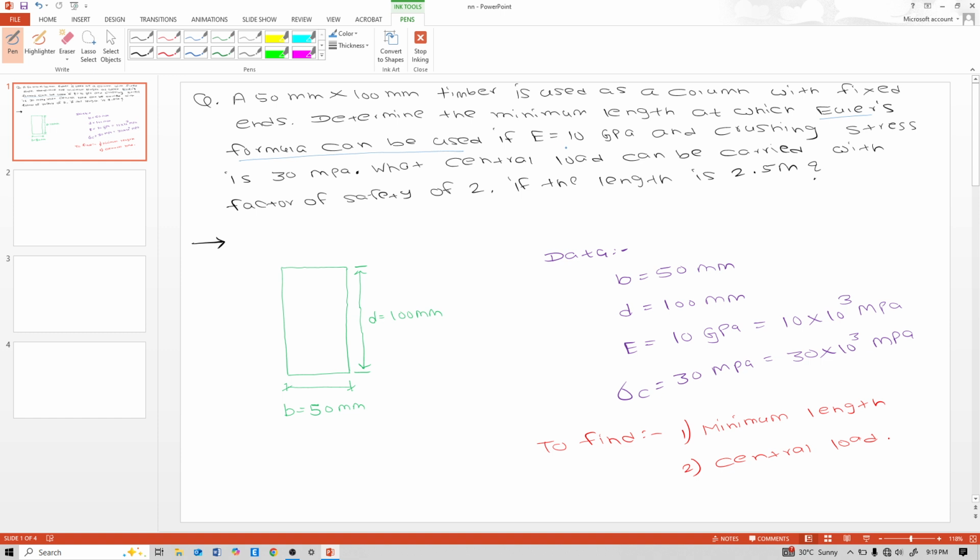And E, modulus of elasticity, they have given us 10 GPa, and crushing stress sigma C is 30 MPa. And what central load can be carried with factor of safety 2? Central load we will find by using the crippling load formula pi square EI by L square. And if the length is 2.5 meter, that means that central load, in another sense crippling load, we will find for that 2.5 meter length.